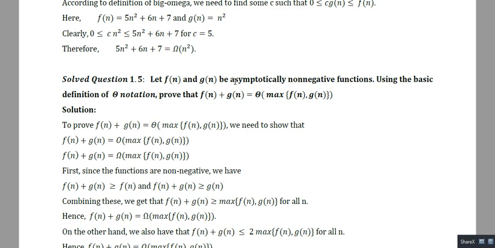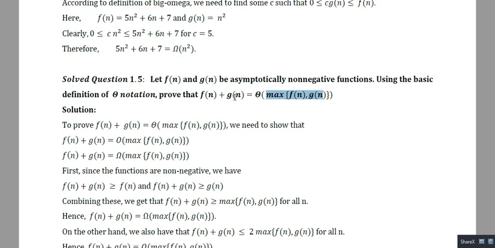So let f(n) and g(n) be asymptotically non-negative functions. So both f(n) and g(n) are positive functions, and using the basic definition of theta notation, prove that f(n) plus g(n) is equal to theta of max(f(n), g(n)). So this particular thing means the maximum value out of f(n) and g(n). It's like if f(n) is n square and g(n) is n power 4, so obviously their max value is going to be n power 4, right? So how to prove this, right?